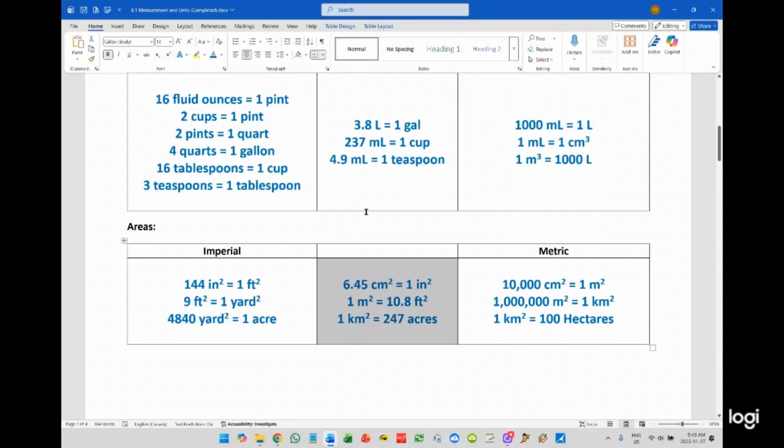To convert between them, there's a couple that we use semi-regularly. It works out that there's 6.45 centimeters squared in an inch squared, which is just the 2.54 centimeters per inch, and 2.54 gets squared. 10.9 square feet in a meter. That one actually is fairly common, especially if you're ever buying flooring, because some places do flooring in meters and some places do it in square feet. And usually people just assume there's about 10 square feet per square meter. And then finally, a square kilometer is 247 acres.